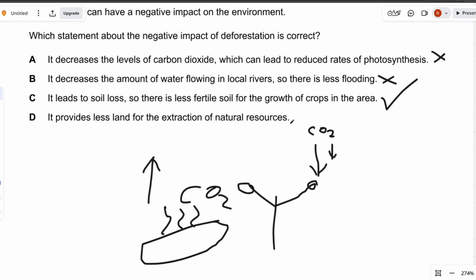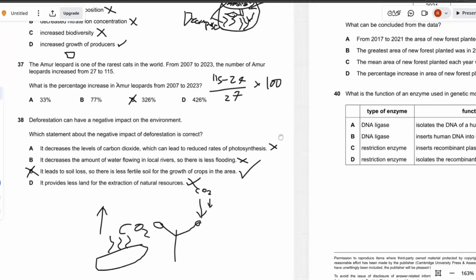That is actually a positive impact, and that is one of the main reasons why deforestation occurs. So it is definitely an incorrect answer as regards negative impact.